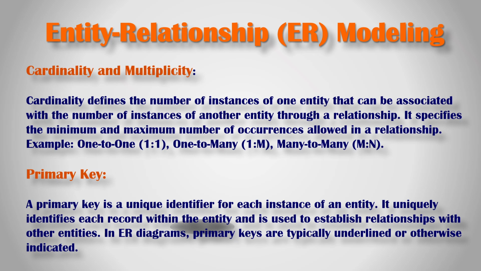Primary key. A primary key is a unique identifier for each instance of an entity. It uniquely identifies each record within the entity and is used to establish relationships with other entities. In ER diagrams, primary keys are typically underlined or otherwise indicated.